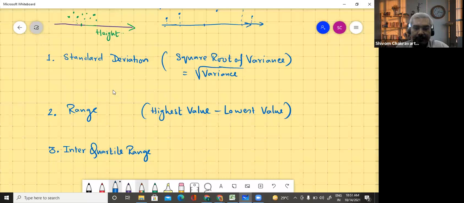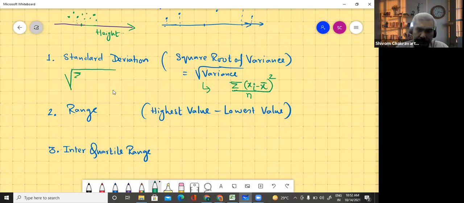So standard deviation and variance formula, do you remember the formula for variance? Summation of all the deviations from the mean, square of all the deviations from the mean, and the average of that. This is the formula for variance. And standard deviation is just the square root of this: the square root of the summation of xi minus x bar whole square divided by n.